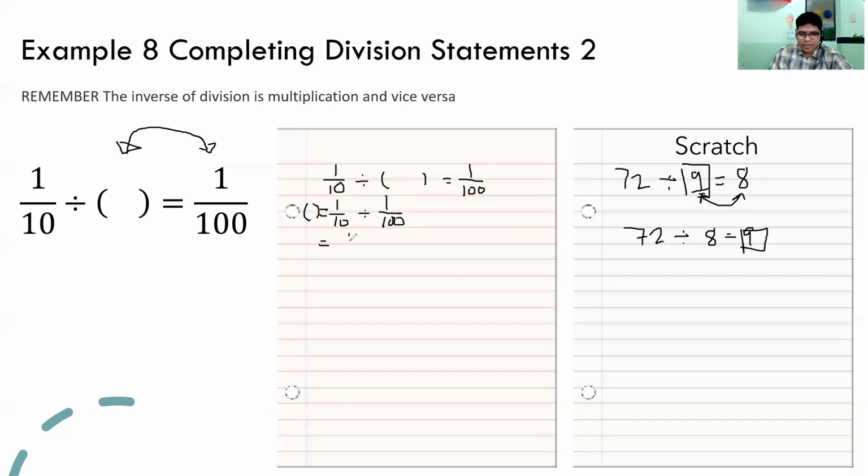1 over 100 has the reciprocal 100 over 1, so we change this to multiplication. Then we can see that 10 and 100 both have the GCF 10, so we can divide by 10. This becomes 1 and this becomes 10. So 1 times 10 is 10, and 1 times 1 is 1. That gives you the answer of 10. So 1 over 10 divided by 10 is 1 over 100. That is how you find the divisor.